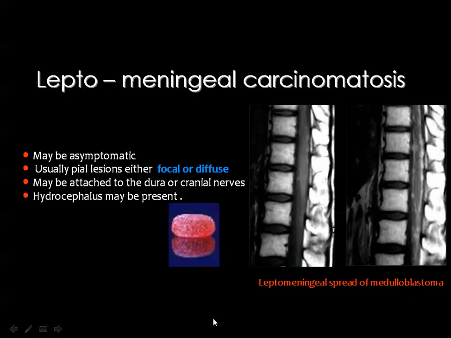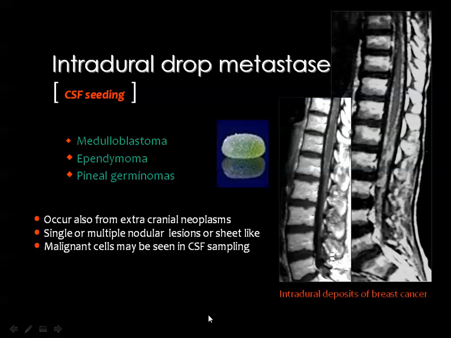spinal cord. These lesions can be asymptomatic, they can be either focal or diffuse, as you can see here, and may be attached to the dura or the cranial nerves, and sometimes there is hydrocephalus associated in these conditions. Then if you look here, you see leptomeningeal metastatic lesions delineating the distal part of the spinal cord in this patient with breast cancer.